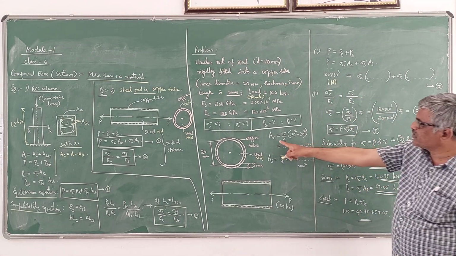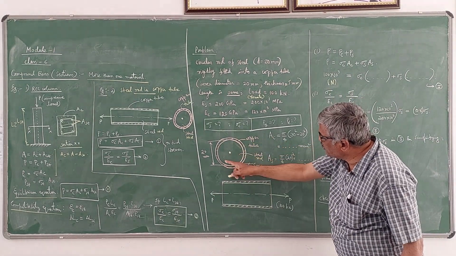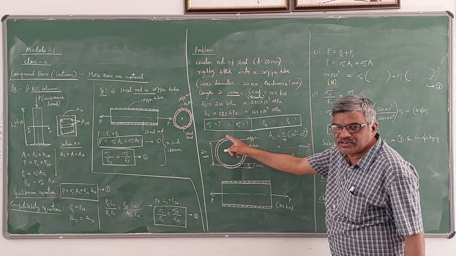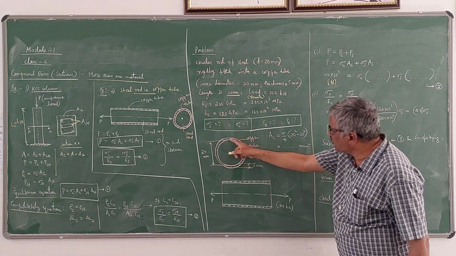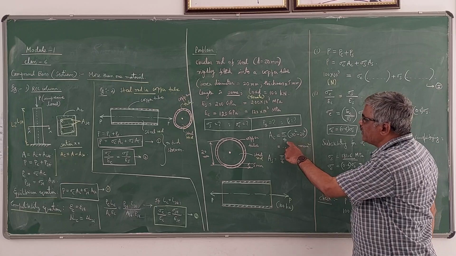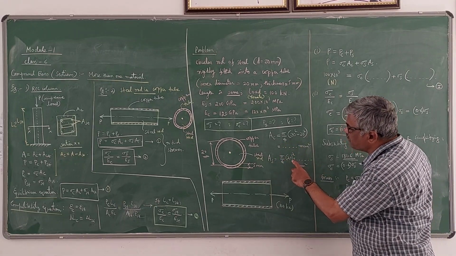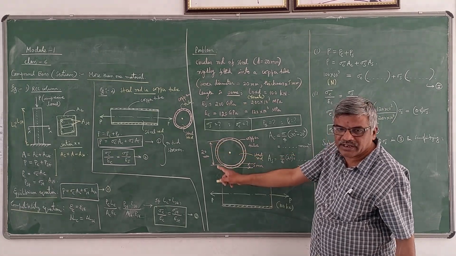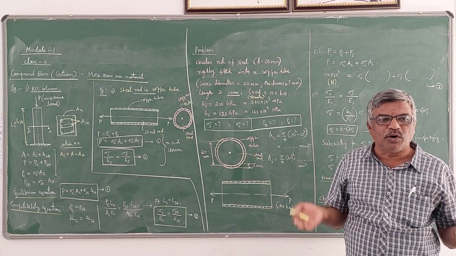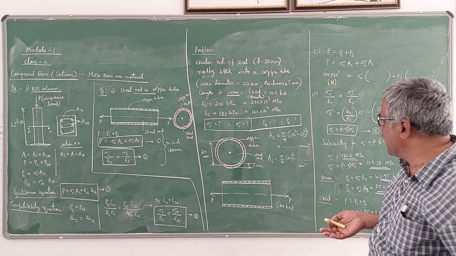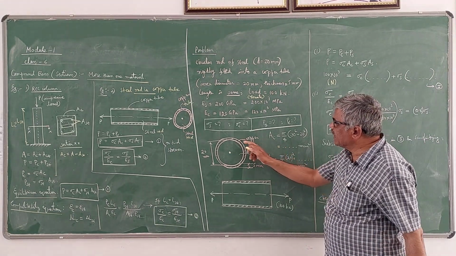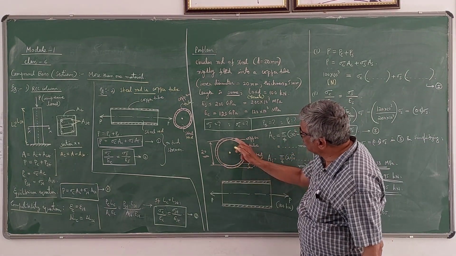AC is nothing but, you see here, the area of the steel tube, steel rod you can say. Steel is a rod, so the area of the steel rod AS is pi by 4 into 20 square. You can see the diameter is 20, so pi d square by 4 is the value of AS, and AC is the area of this shaded copper tube.